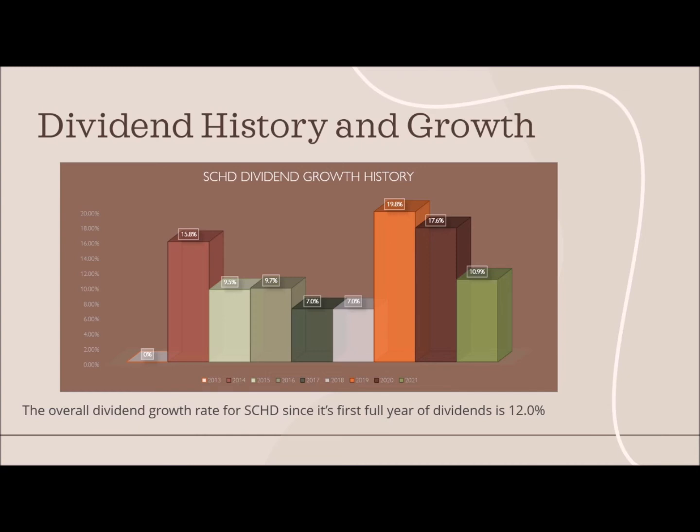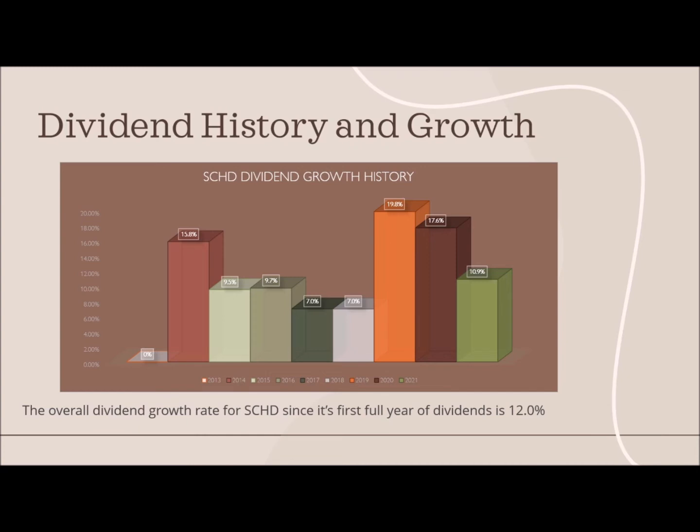And the overall dividend growth rate for SCHD since its first full year of dividends is 12%. Pretty solid. Again, we won't see how that compares until we do more ETF reviews on other dividend ETFs, but that is very good against something like the S&P 500, which has grown dividends at about 7% since then, and that includes that reduction in 2020. And that's important. When you have a dividend ETF, you want growth that eclipses something like the S&P 500, and probably should eclipse the S&P 500 because it's focused on dividends.